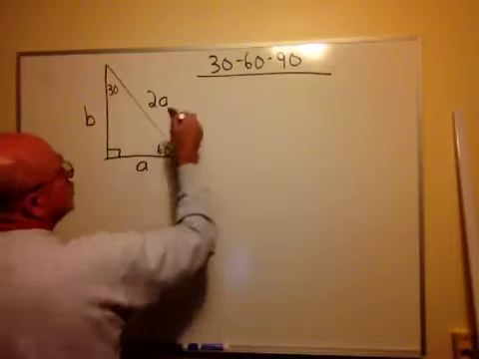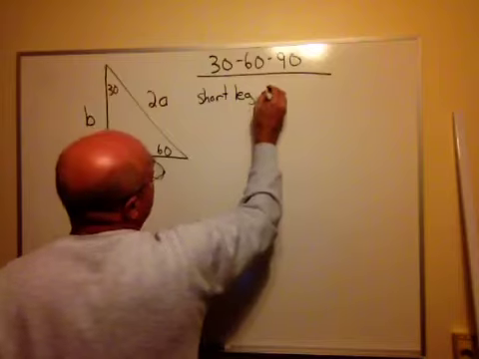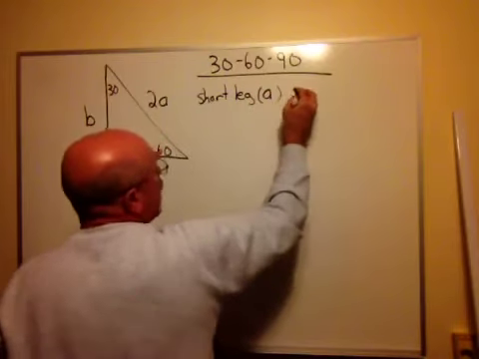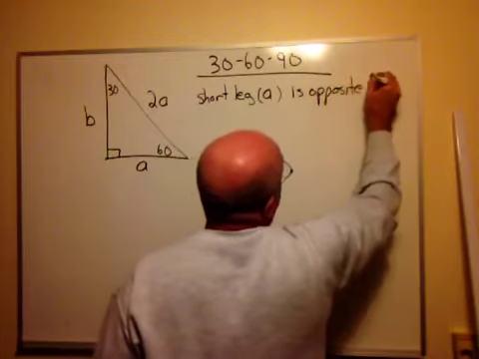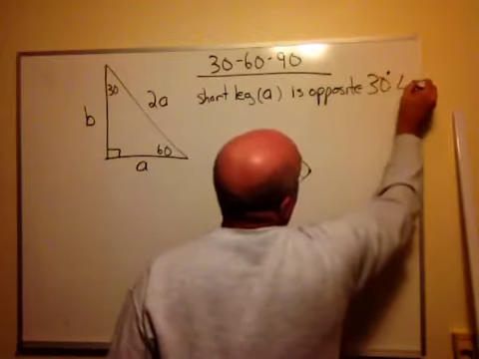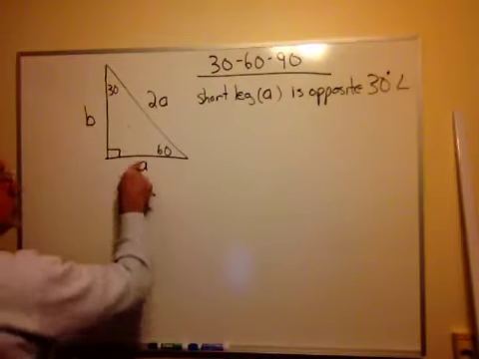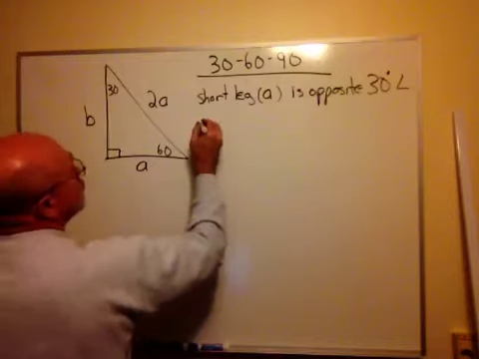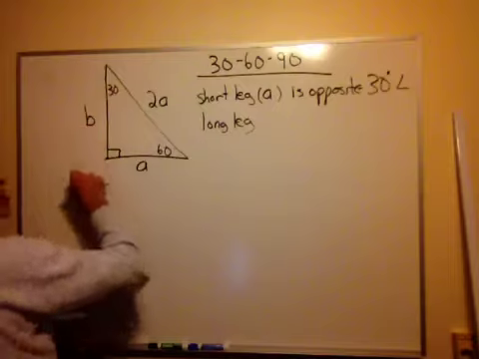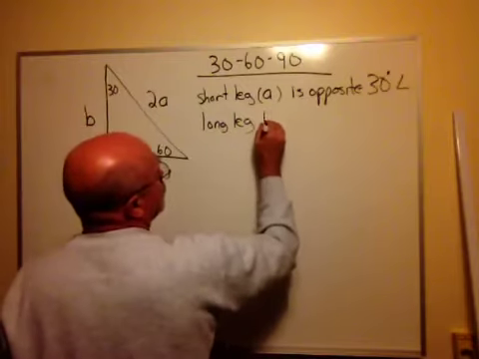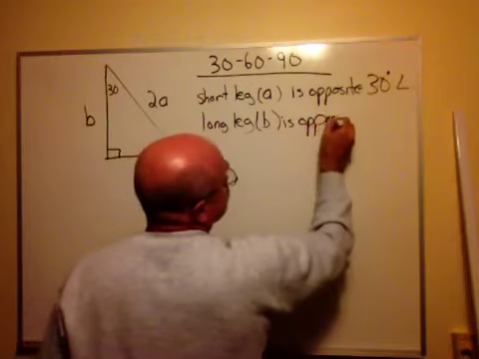the shorter of the two legs, the short leg, which is a, is opposite the 30-degree angle. Okay, opposite the 30, we always find the short leg. Doesn't have to be on the bottom, but it's always opposite the 30. The long leg, which would be b in this case, is opposite the 60-degree angle.